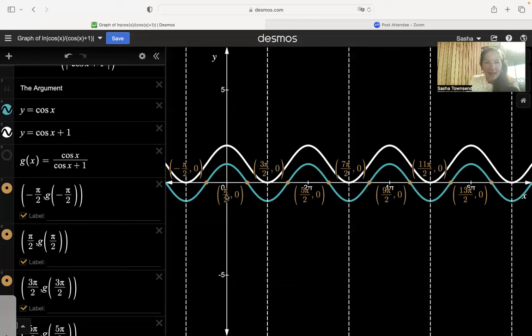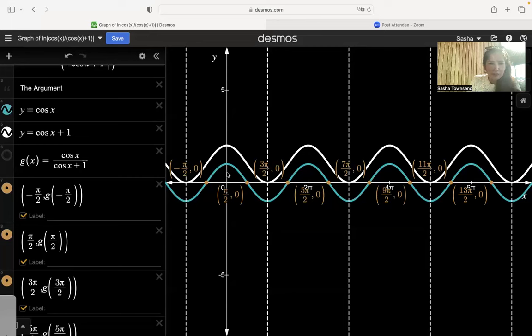And then at, let's say x equals 0, what we have is cosine of 0, which is 1, divided by cosine of 0 plus 1, so that's 1 plus 1, which is 2. So the y value on the graph of g of x should be 1/2, and this y value is 1, so it's going to be half of the size of that y value.